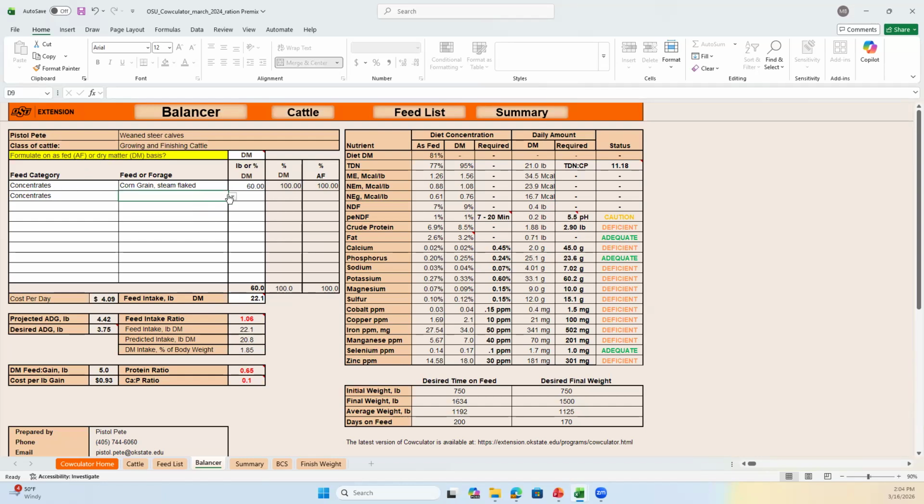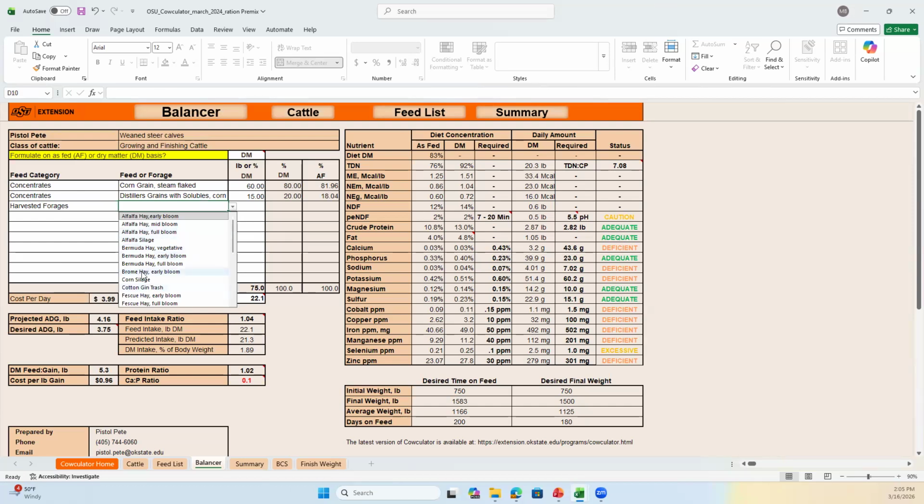All right. Who wants to shout out a corn milling byproduct? That's not a corn milling byproduct. You guys want to do dry distillers? Yeah. Okay. We'll do corn. Let's just start out at 15%. Next, I'm actually going to skip this. We're going to go to our roughage, harvested forage. Let's do.